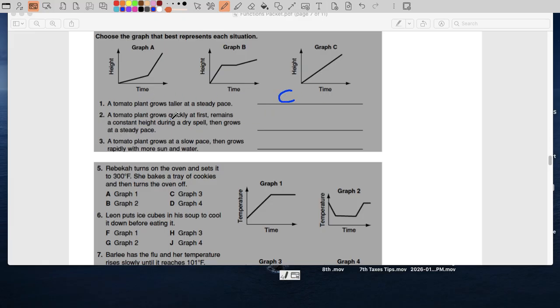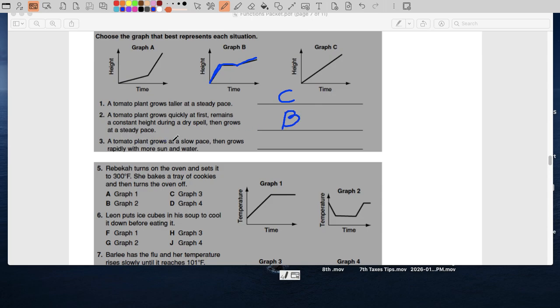A tomato plant grows quickly at first, remains constant height during a dry spell, and then grows at a steady pace. Look at this one. It goes quickly at first, right? Look, it's steep, stays at the same height, and then grows slowly again. This would definitely be B.